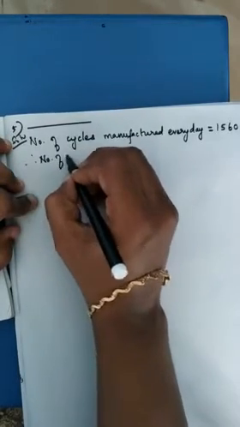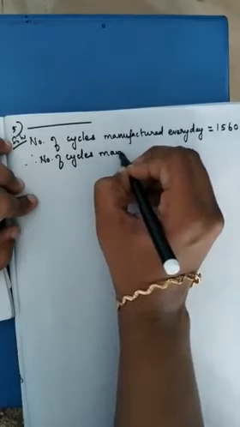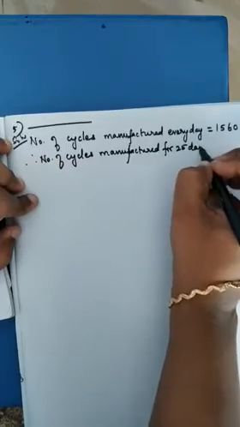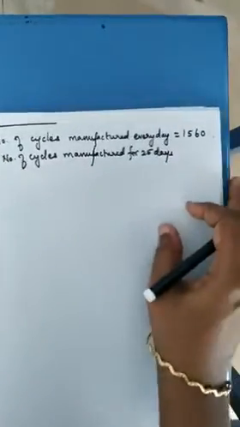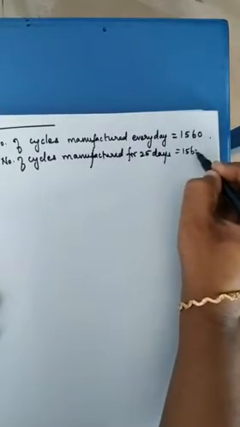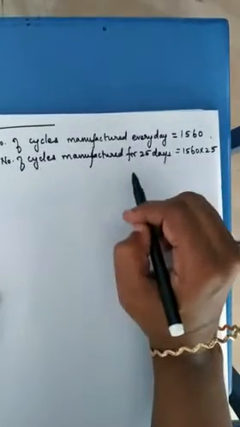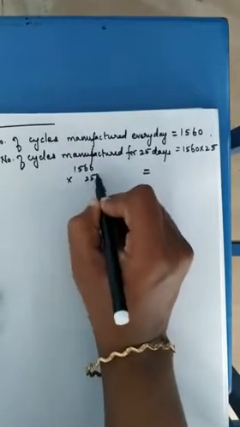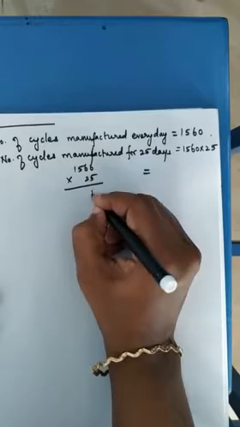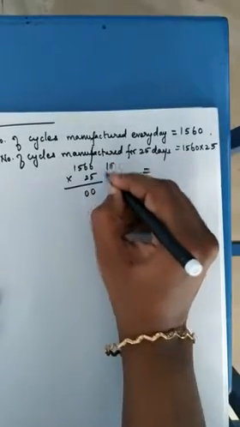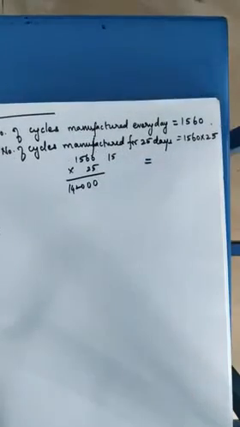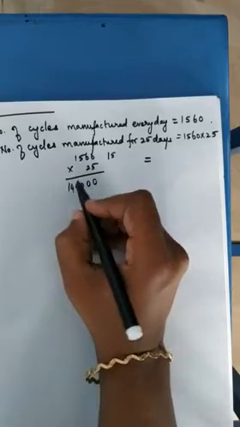So I can write the number of cycles manufactured for 25 days. For one day they have given, and they are asking for many days. Simply you can multiply. The moment you see one data is given and they are asking for multiple data, that means I am multiplying it. You can write the answer 1560 into 25. 25 zeros are 0, 25 6s are 150, and 25 5s are 125 plus 15, 140. So this will become 39,000.